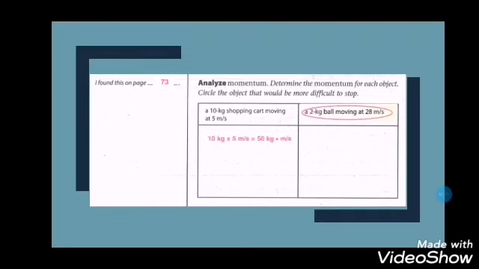Now, if we calculate the momentum for each case, in the first case, m times v, 10 times 5 equals 50 kilogram meters per second. Whereas the second one, 2 times 28, you'll get 56 kilogram meters per second, which is bigger than 50. So it will be harder to stop the ball and not the shopping cart.